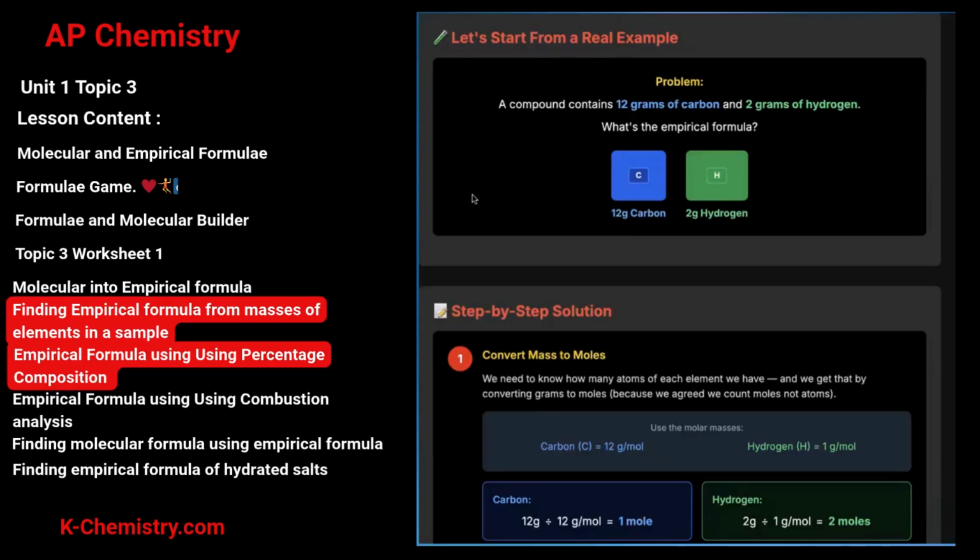Now let's see how we can find the empirical formula for a certain compound. This compound, we don't know its structure exactly. We know that it only contains 12 grams of carbon and 2 grams of hydrogen. So what is the empirical formula? This is the compound. It is made of these 2 parts, carbon and hydrogen.